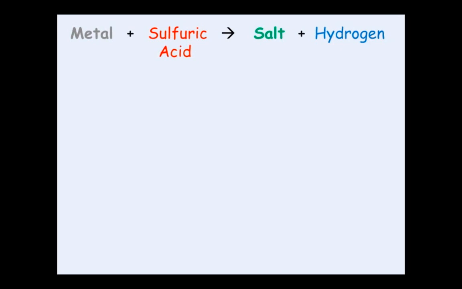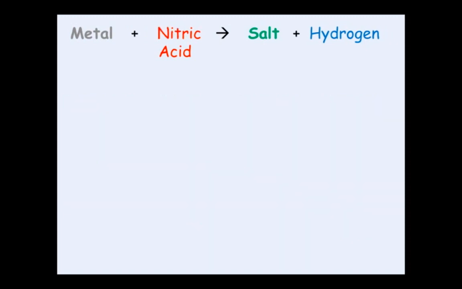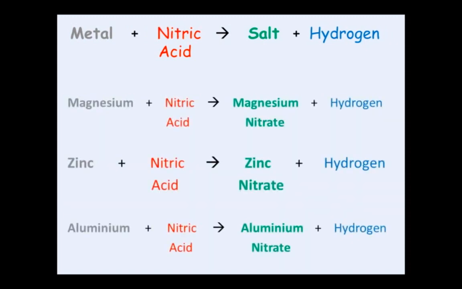Remembering that sulfuric acid makes sulfate salts, the word equations are becoming more predictable now. And lastly, predict the reactions with the metal and nitric acid.